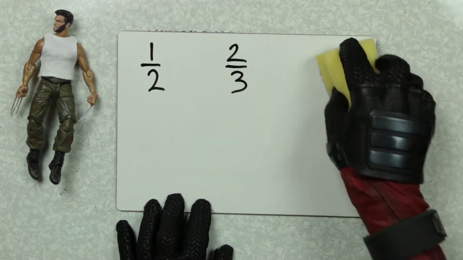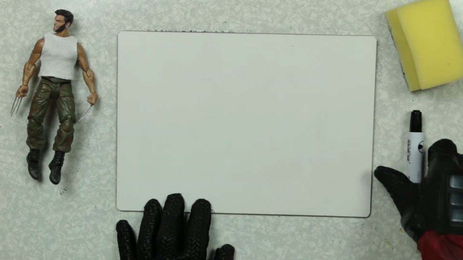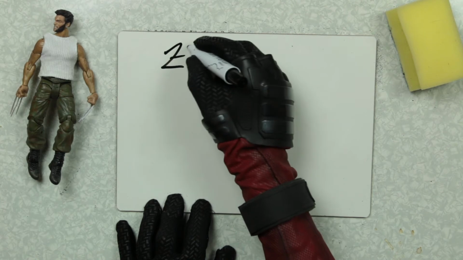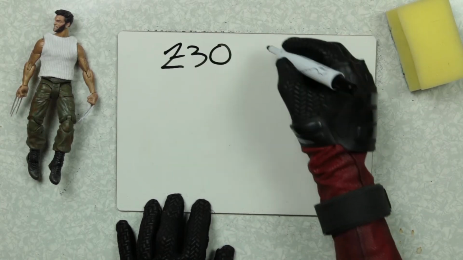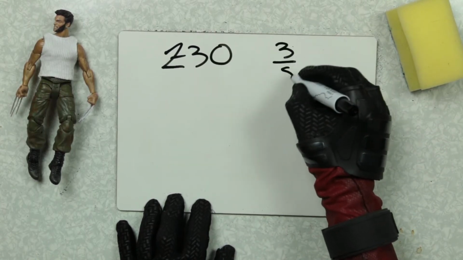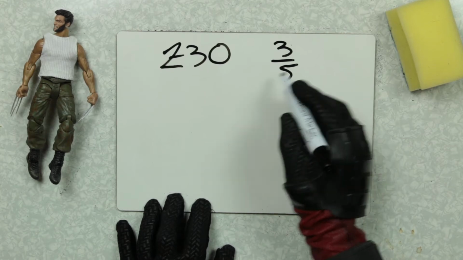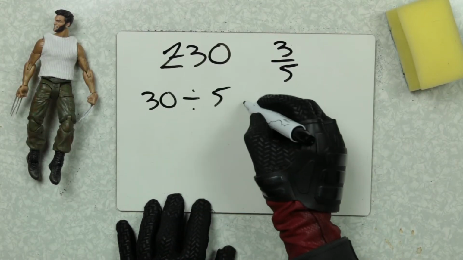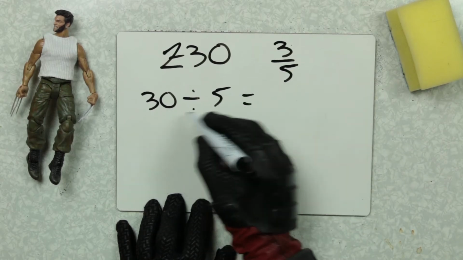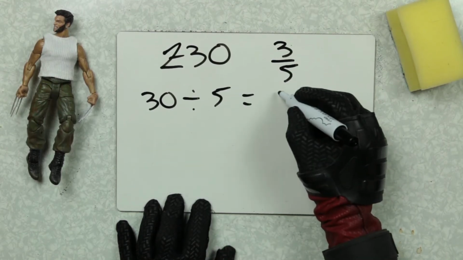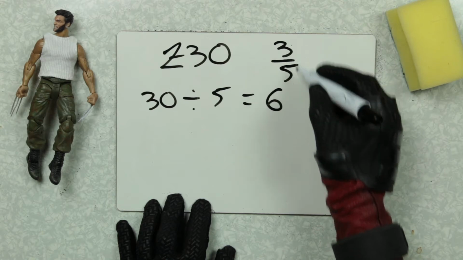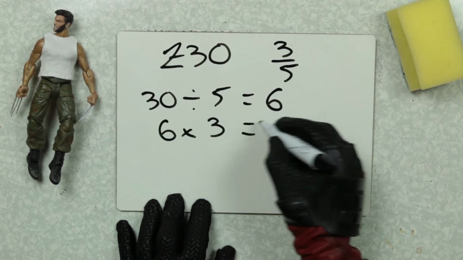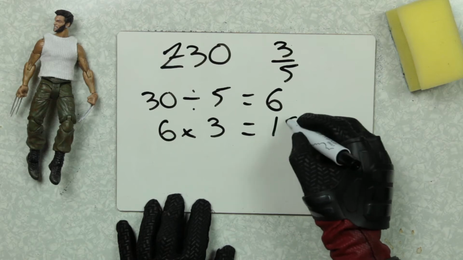Let's do an example. Let's say something is 30 pounds, and it's now 3/5 of that price. First thing we do is we divide the 30 by 5 to give us 1 part. 30 divided by 5 is 6. And we've got 3 of those, so we do 6 multiplied by 3, which gives us 18.